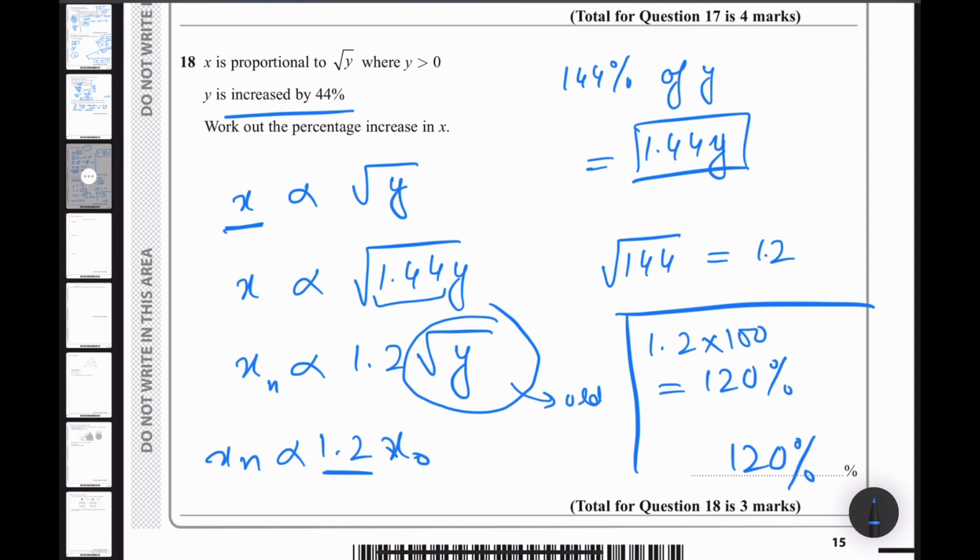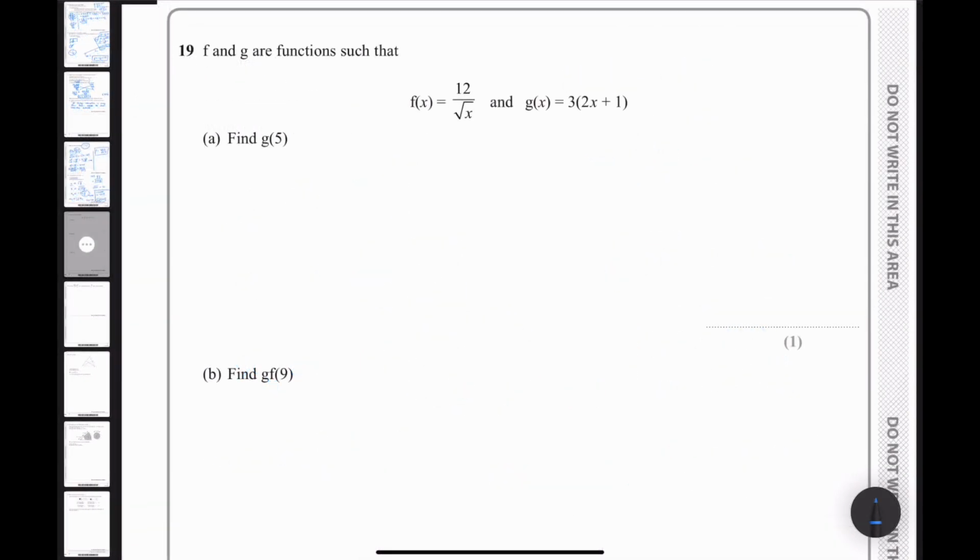But since we want to find out the increase in the percentage, the increase will only be 20% because 120% is the total. So the increase in percentage will be 120 minus 100, that will be equal to 20%. So that's the increase in percentage of x when y is increased by 44%. So it's 20%.